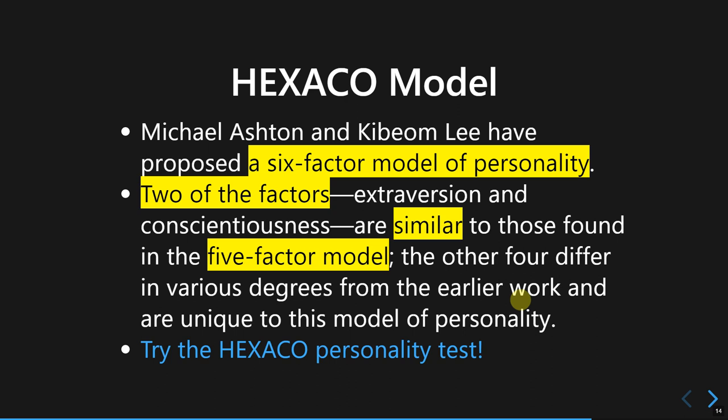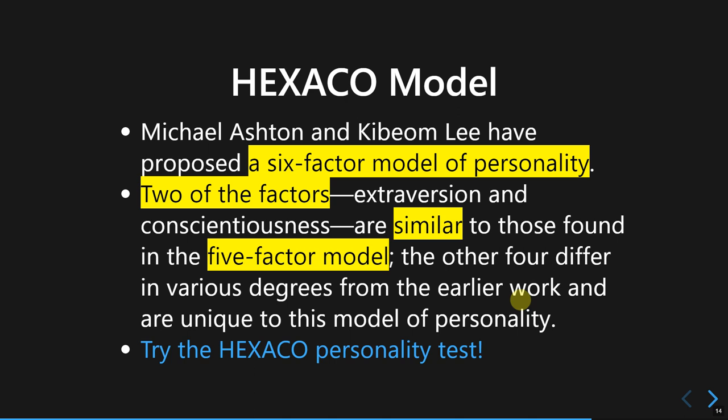So before proceeding to the next topic, you can try the HEXACO personality test, and you can compare the result between the big five personality test and also the HEXACO personality test. And please do let me know what you found out, whether those two results are fundamentally different or similar in your opinion.